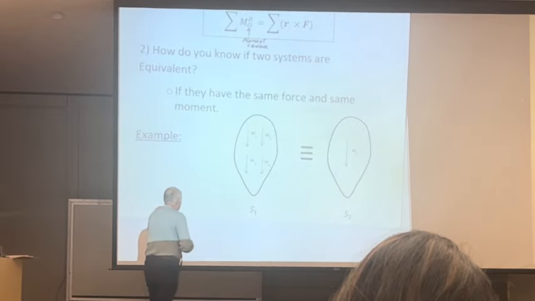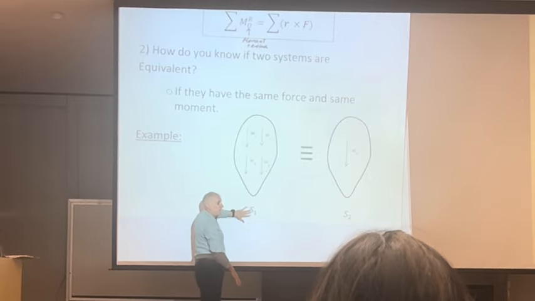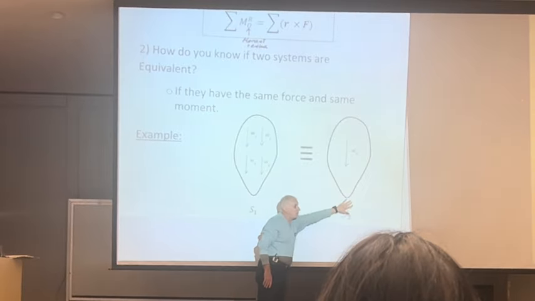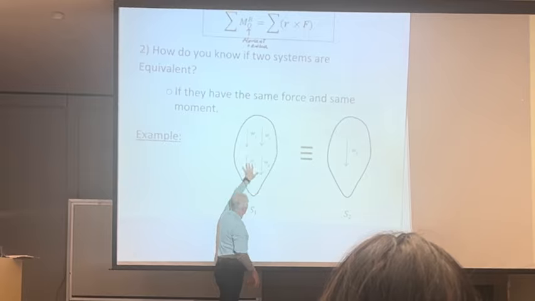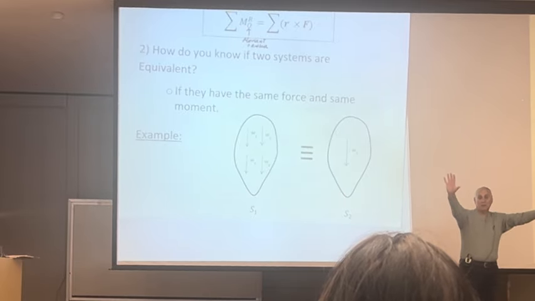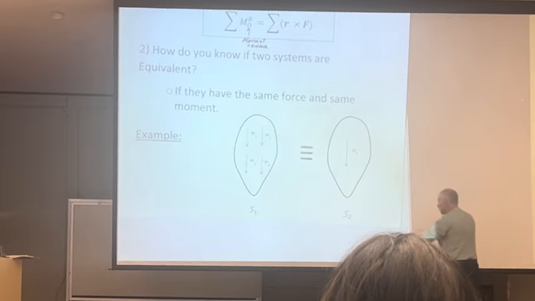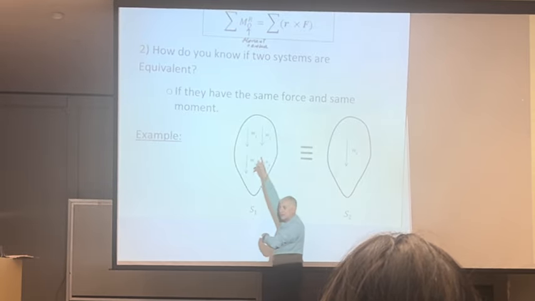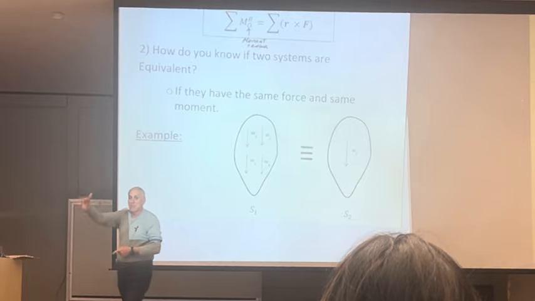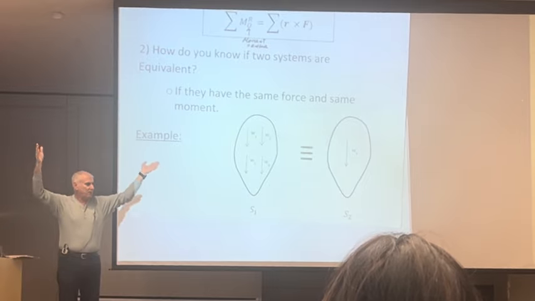The answer is, hey, if these two systems are equivalent, forces here must be the same as those forces there. So when I summed all this, I should get W total. Forces here must equal forces there. But what else must be true? If these two systems are equivalent, according to this, you got to have the same moment. How do I calculate moment? Force times distance, force times distance, force times distance.